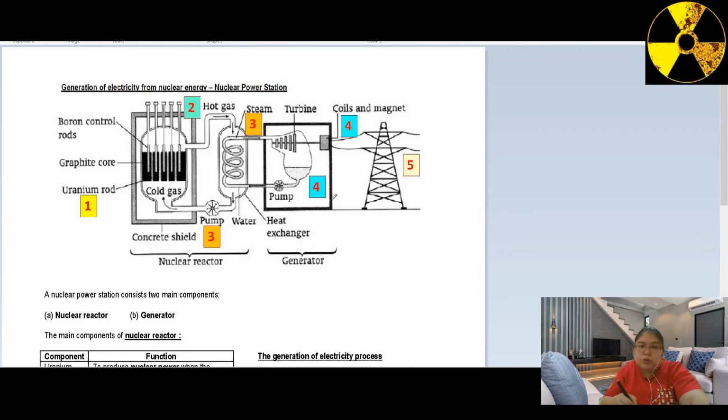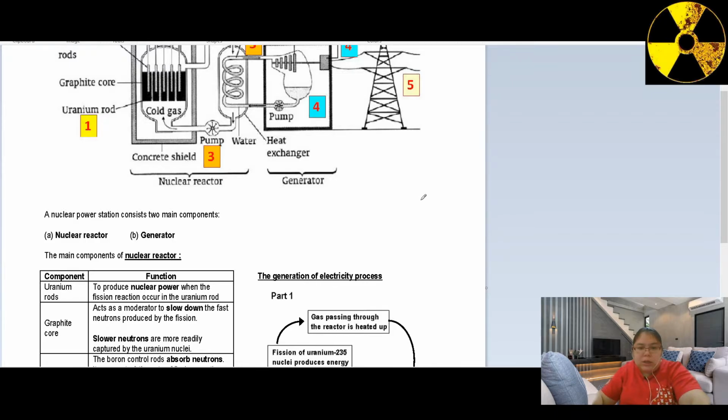After that we go to the generator part. We got 2 parts, 4. You can go about the coil and magnet. Another 4 you can go to the pump here, the water pump. And the last one should be the 5, generate electricity. You label first, after the diagram you label. Then I want to show you the words, the explanation we also need to label. Okay, let's see here first.